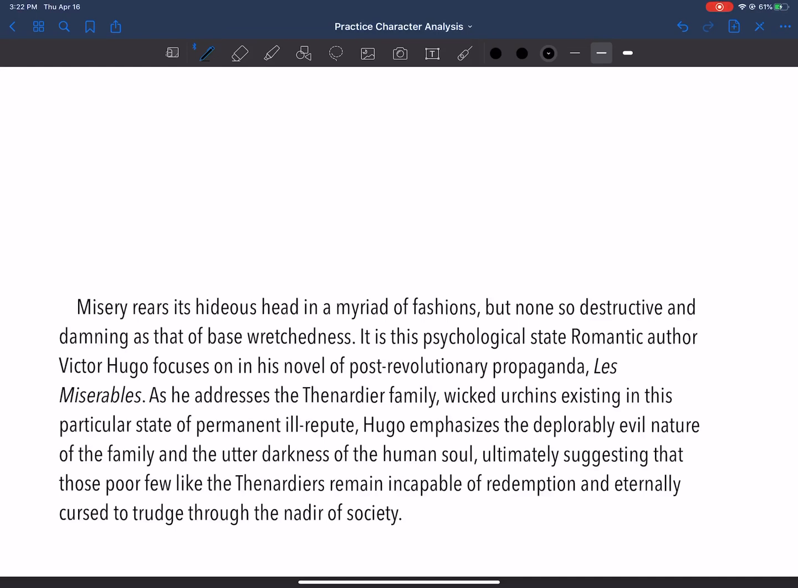As he addresses the Thénardier family, wicked urchins existing in this particular state of permanent ill repute, Hugo emphasizes the deplorably evil nature of the family and the utter darkness of the human soul, ultimately suggesting that those poor few like the Thénardiers remain incapable of redemption and eternally cursed to trudge through the nadir of society.